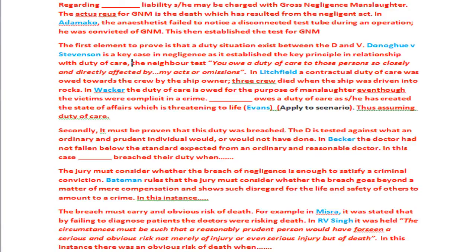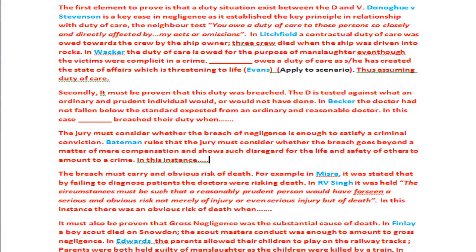The jury must consider whether the breach of negligence is enough to satisfy a criminal conviction. Bateman rules that the jury must consider whether the breach goes beyond the matter of mere compensation and shows such disregard for the life and safety of others as to amount to a crime. Then you link that Bateman test to the scenario, so you say, in this instance, Ali's actions go beyond the matter of mere compensation as he, I don't know, slapped someone or something. You just write that down and then link it back to the fact if it goes to satisfy a criminal conviction. The breach must carry an obvious risk of death.